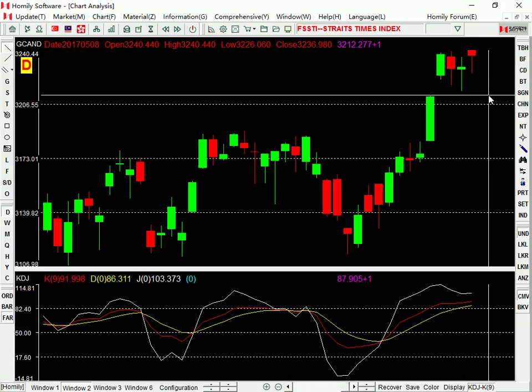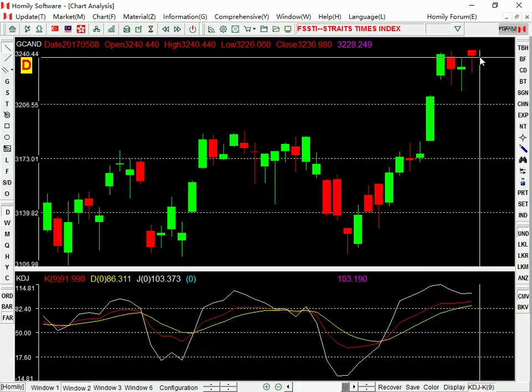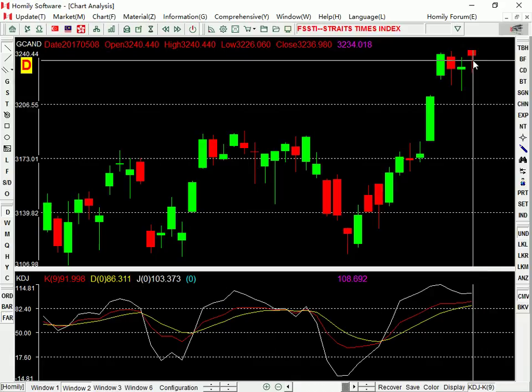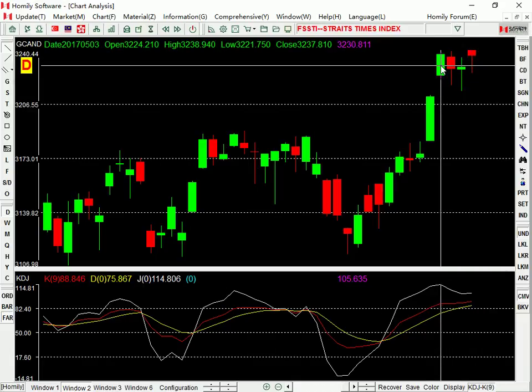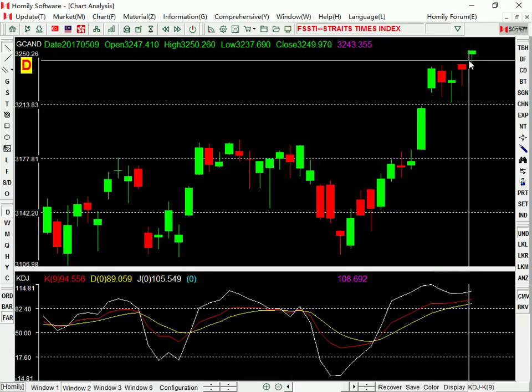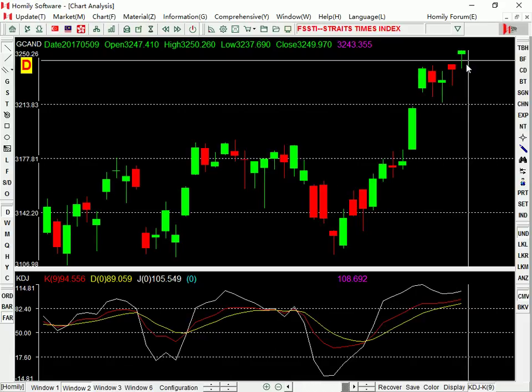How to confirm? From this period, this is the high price, right? We focus on the high price, not the closing price. So we can see this is the high price. This is another price, so this one is higher than this one. 1, 2, 3, 4, 5. Is this the top or not? Not the top. So how to confirm this is the top?